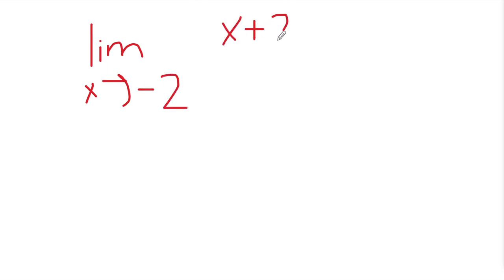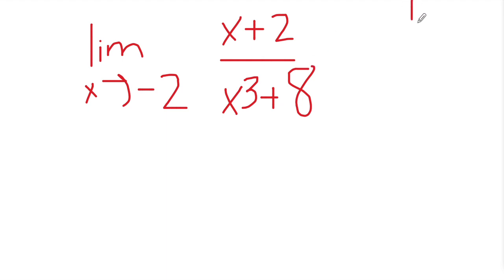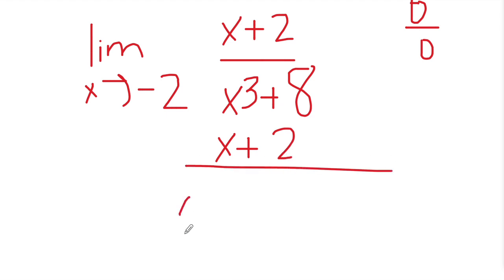So we have the limit as x goes to negative 2 of x plus 2 over x cubed plus 8, I believe. So here, when I actually plug in negative 2, I get the situation of 0 over 0. So that means I'll have to simplify this as well. So most likely the denominator is going to be simplified. So that's what we're going to do here. So we have an x plus 2 most likely because it's probably going to cancel.